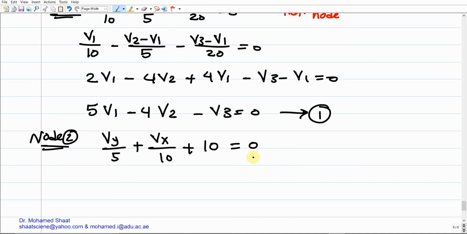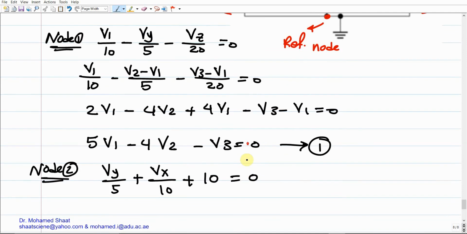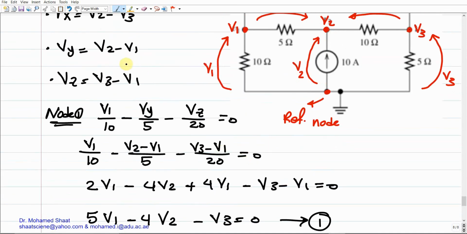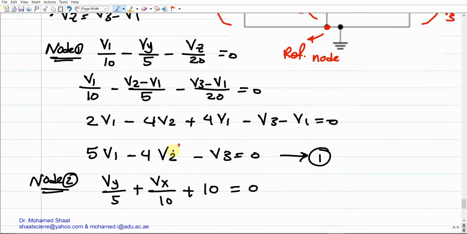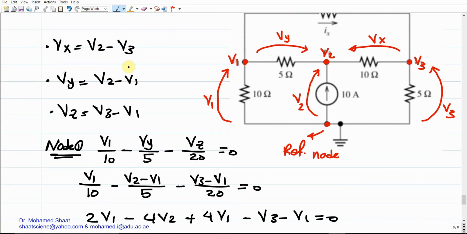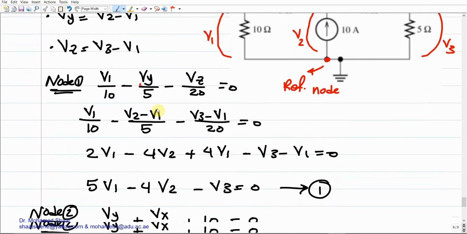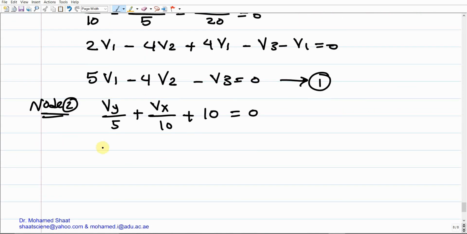And in the same direction of V2 that I assumed before. Make sense? So this should give us the second equation, but we have to replace the Vy by V2 negative V1 and the Vx by the V2 negative V3. So it is V2 negative V1 over 5 plus the V2 negative V3 over 10 plus 10.